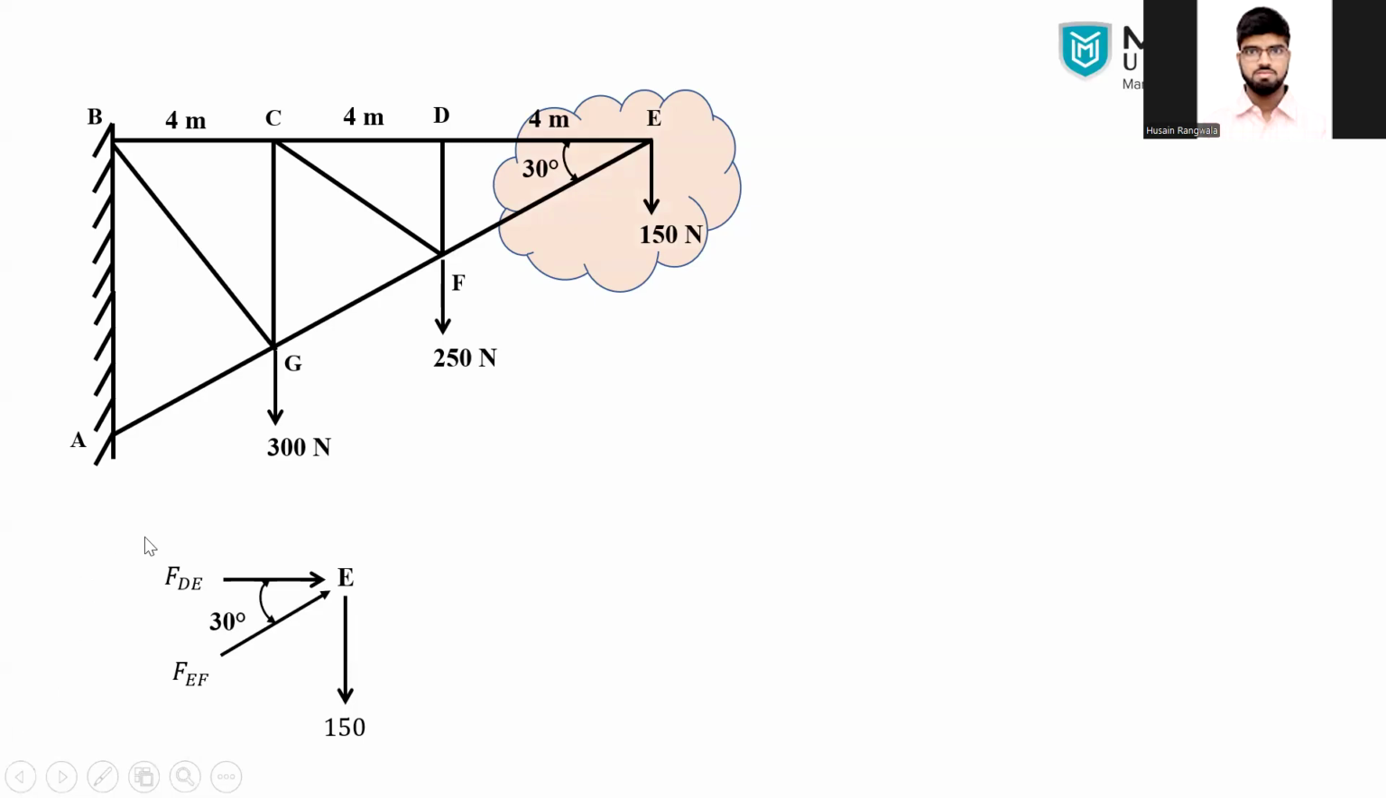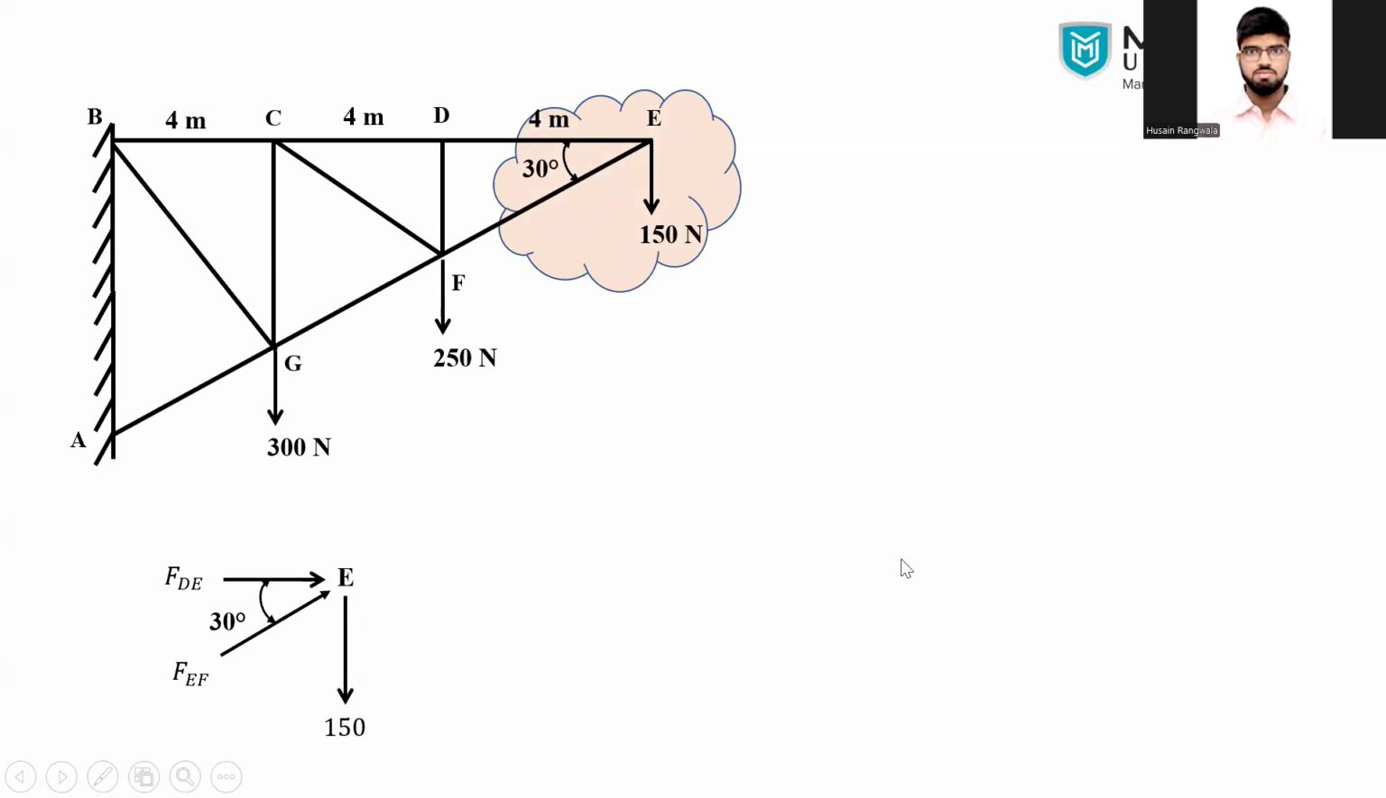Now this free body diagram is ready for the joint E. We have to apply the equilibrium condition to identify the member forces. I will remind you here that we can assume any direction. As of now, I have assumed both the forces as compression. It's not necessary, it's up to you. You can assume anything. At the end, if your answer is a minus, we have to change our sign.